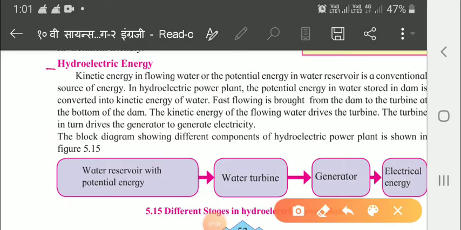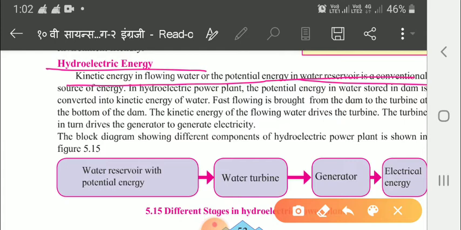So we will see this topic, hydroelectric energy. The kinetic energy present in flowing water, or the potential energy present in stored water or a water reservoir, is the source of energy here. As the name indicates, hydroelectric: hydro means related to water, and we are generating electricity, so it is a hydroelectric power plant.